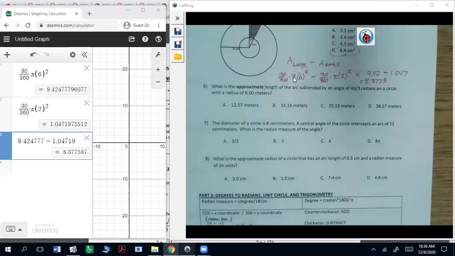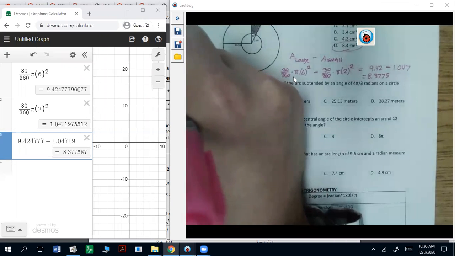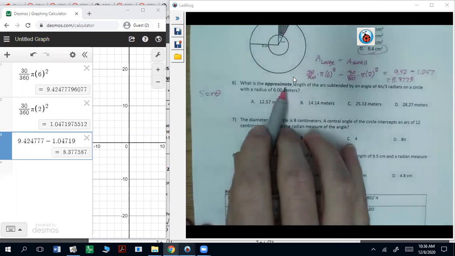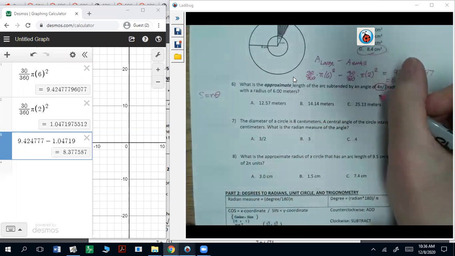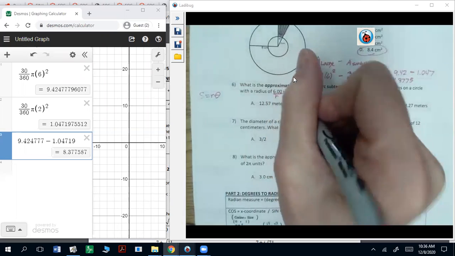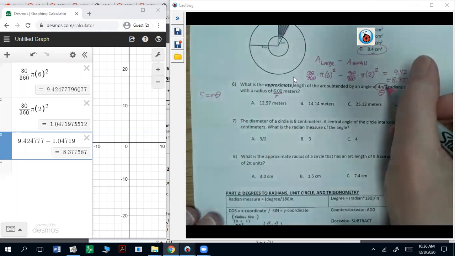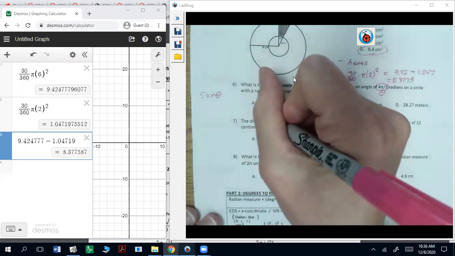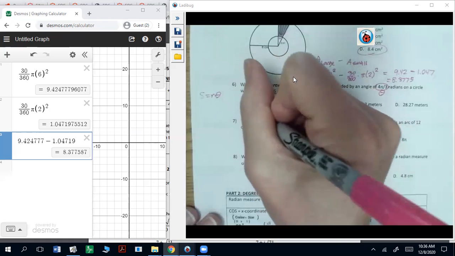Okay, questions 6, 7, and 8. They're actually going to use the S equals r theta. So the question says, what's the approximate length of an arc subtended by an angle of 4 pi over 3 radians? So that's your theta, on a circle with a radius of 6 meters. So with that arc length formula, all we got to do is take the radian measure and multiply it by the radius. So 4 pi over 3 multiplied by 6 is going to be your length.